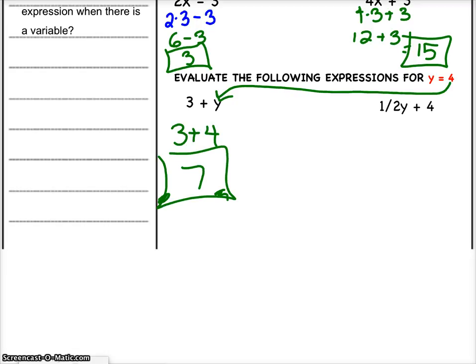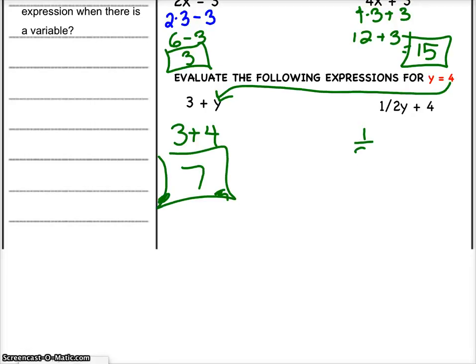Here's where kids like to get confused. Why do you think kids get confused on this next one? Because there's that slash. What does that slash mean? Divide, or a fraction. So you need to remember the vocab word of means multiply with fractions. So this is saying half of y. 1/2 times y, or half of y plus 4.